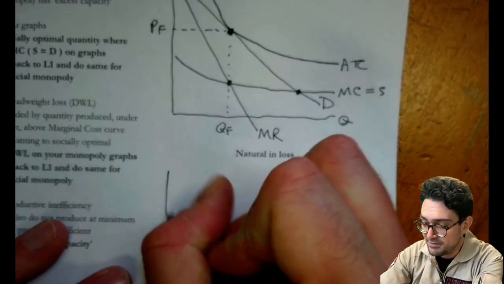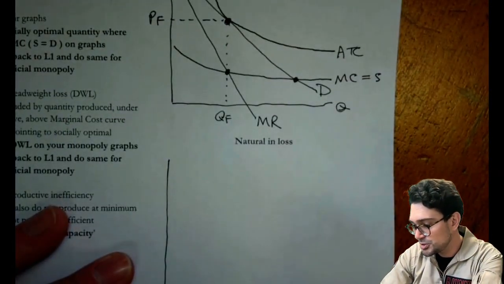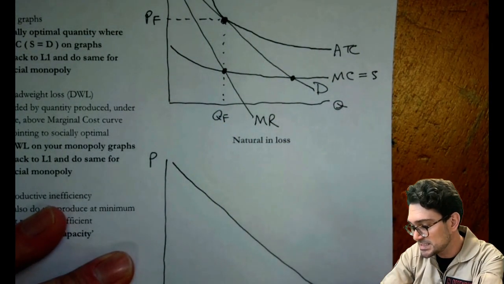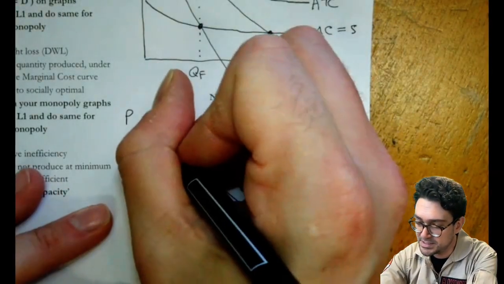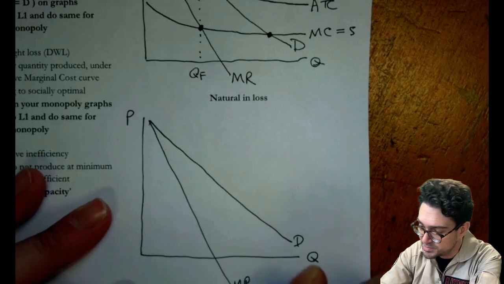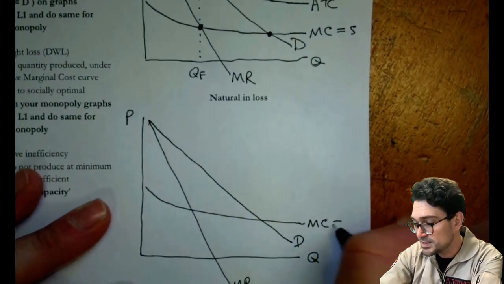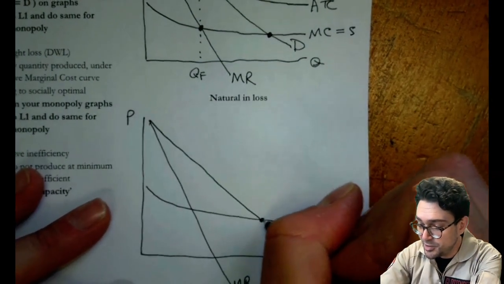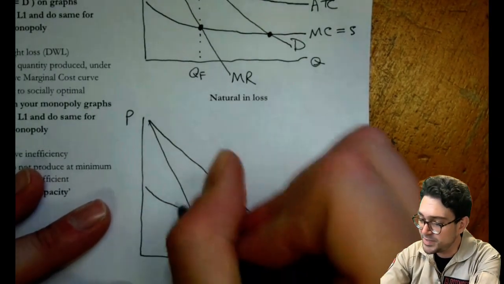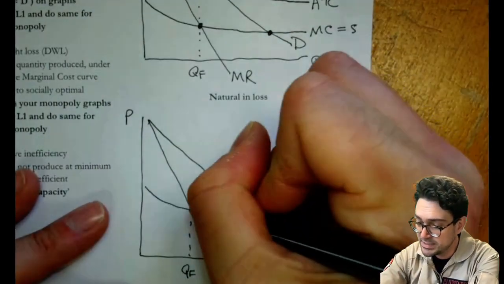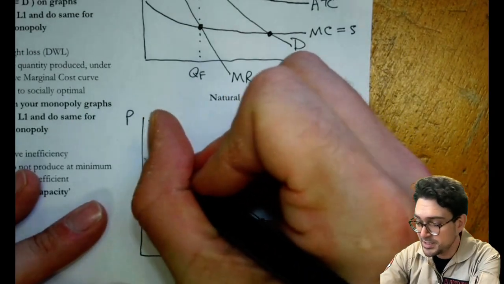Now, the last graph that we're going to draw here is going to show them earning a loss. And this is just going to have the ATC be a little bit higher. Again, we have demand, which tells us the price that we're going to charge our customers, marginal revenue, how much we receive from each unit, and marginal cost, which is our supply curve. And again, we know that the optimal would be where supply and demand meet, but that's not where we're going to be. We're going to be where Q sub F is, where MR equals MC. And again, we're pricing on the demand curve.